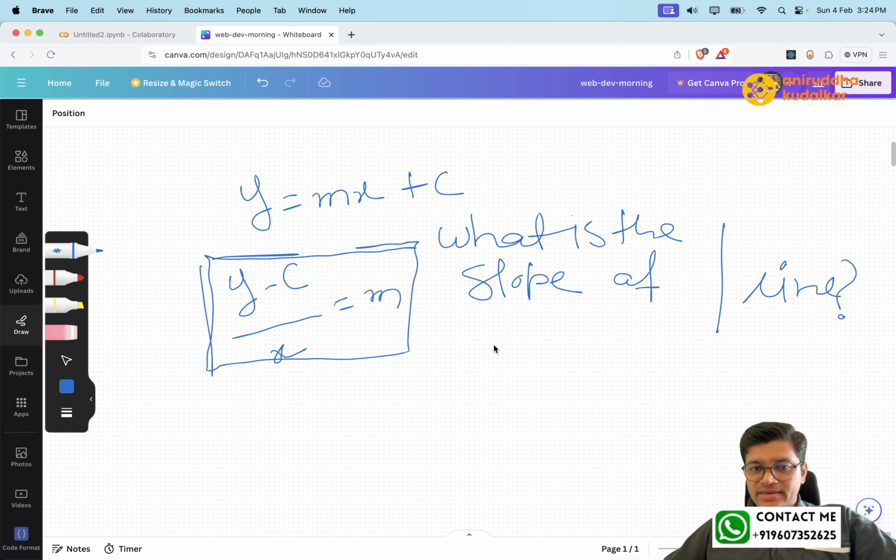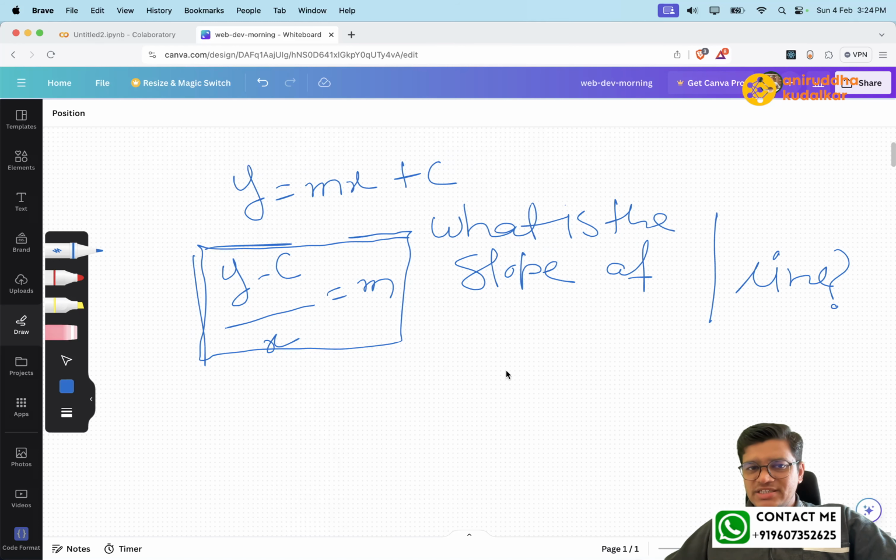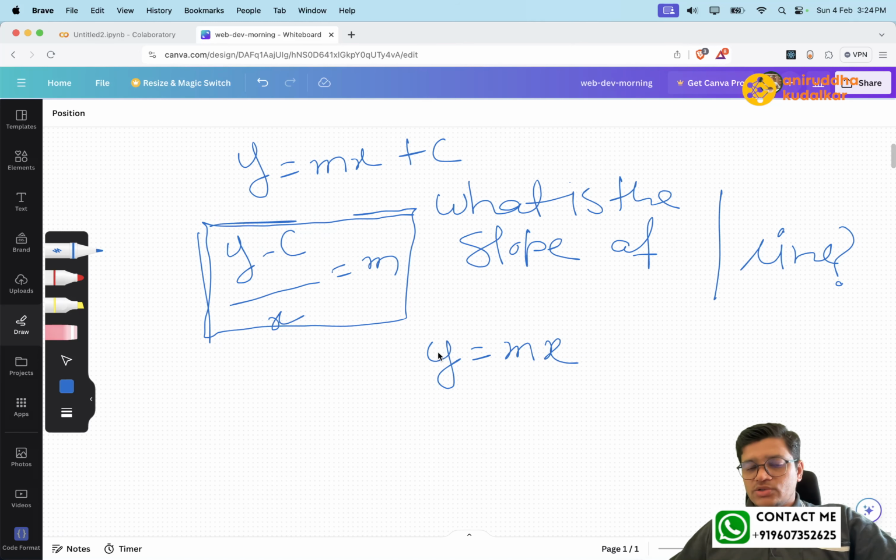So when you say vertical line, what does it mean? Just for the calculation purpose, let's make c 0, which makes your equation y equals mx. c 0 means the line is passing through the origin. So if you want to calculate the slope, m equals y upon x. Consider that this line is passing through the origin.